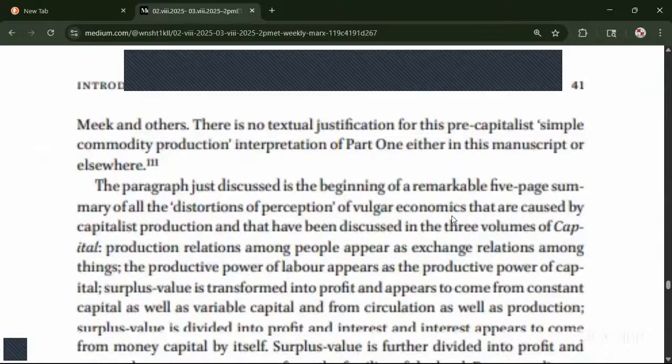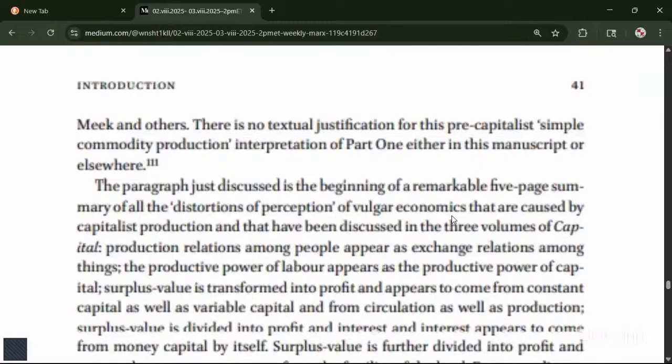This is a big deal, if you haven't noticed. The paragraph just discussed is the beginning of a remarkable 5-page summary of all the distortions of perception of vulgar economics that are caused by capitalist production and that have been discussed in the 3 volumes of Capital. That is, production relations among people appear as exchange relations among things.